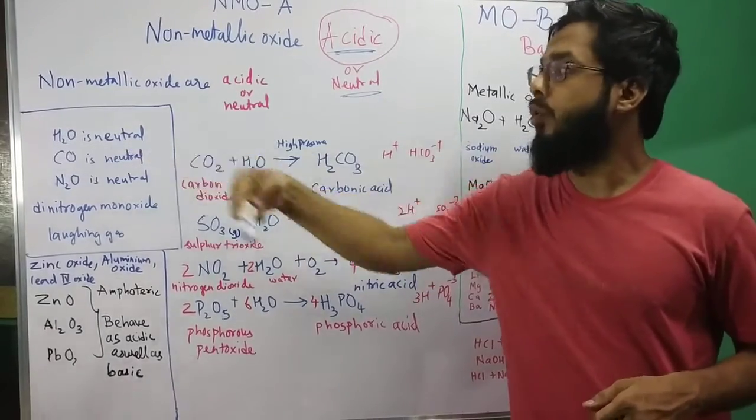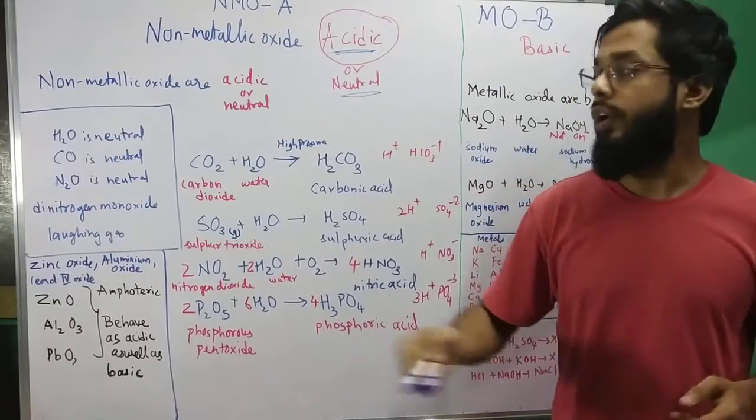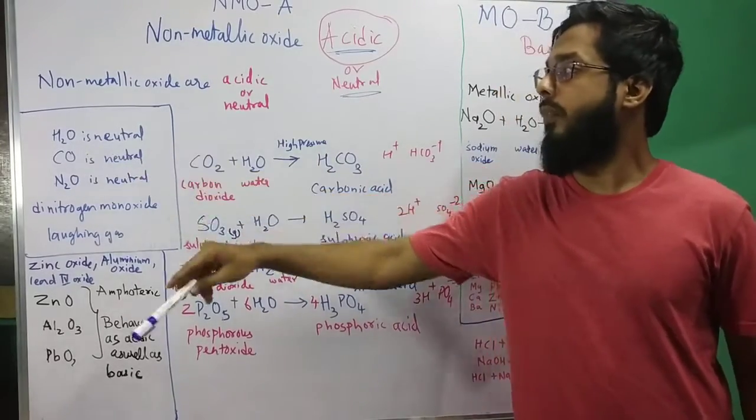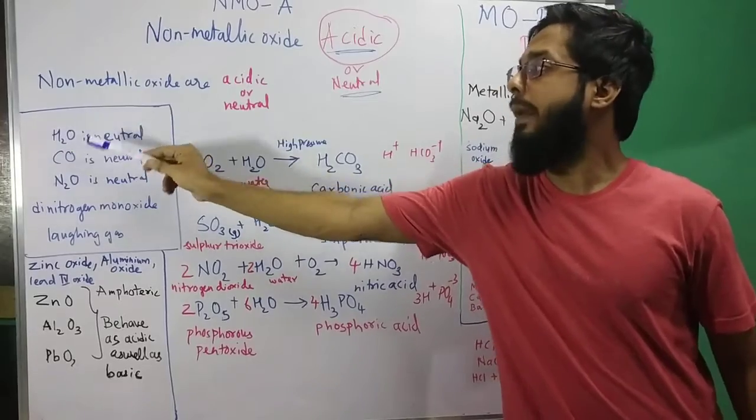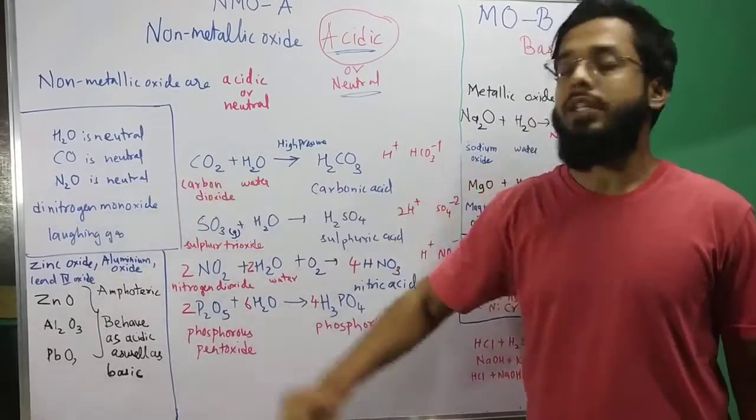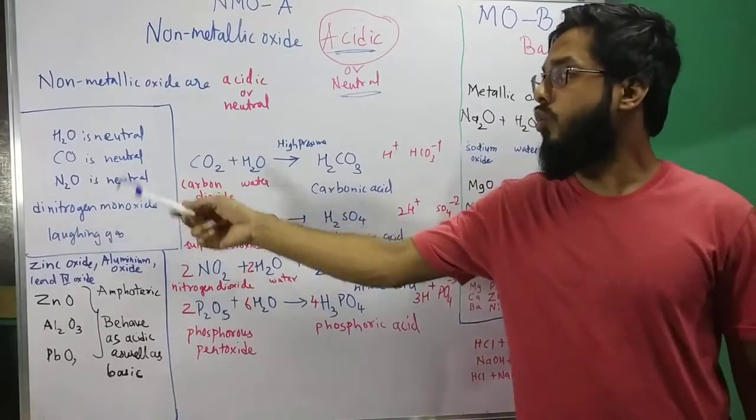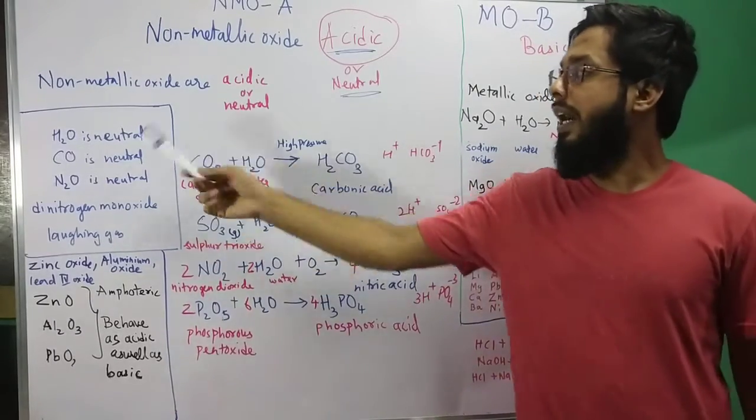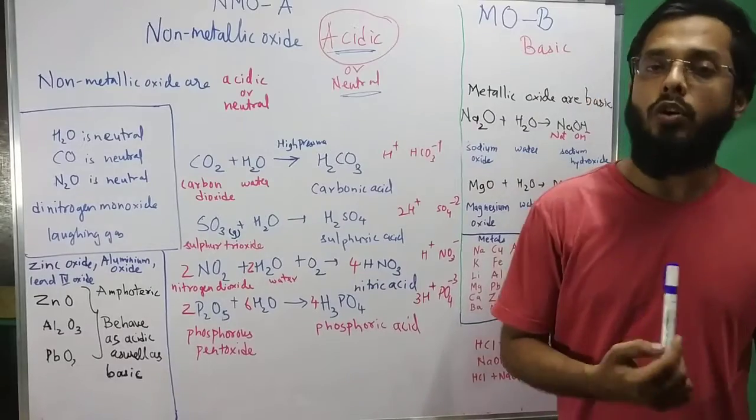So I have written some neutral non-metallic oxide over here. Water is neutral, though it is a non-metallic oxide. Carbon monoxide is neutral. Dinitrogen monoxide is neutral, which is also known as laughing gas. So these are some neutral non-metallic oxide.